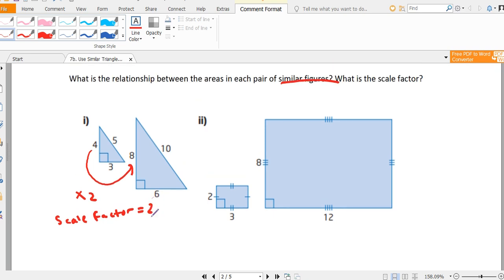Now, I'm looking at the areas though. I want to know what's the relationship between the areas. So I'm going to use this one. So the area of the first one is equal to 3 times base times height divided by 2, which will equal 12 divided by 2, 6 units squared.